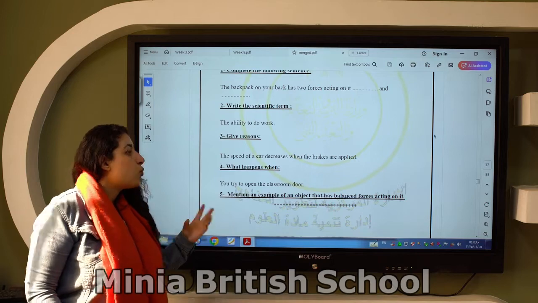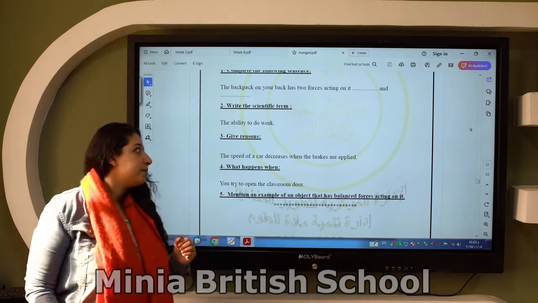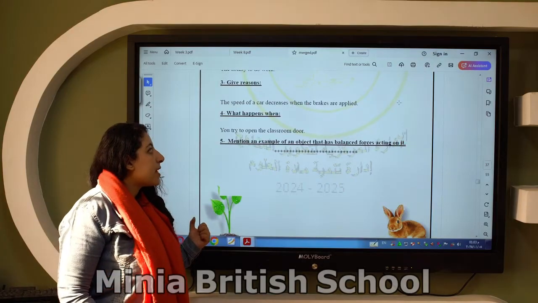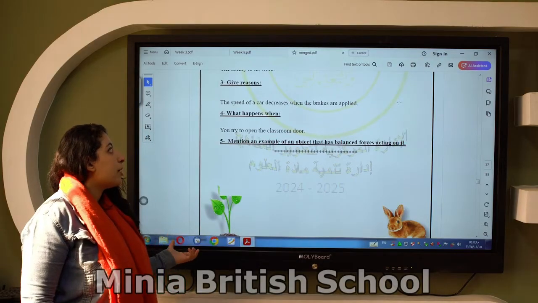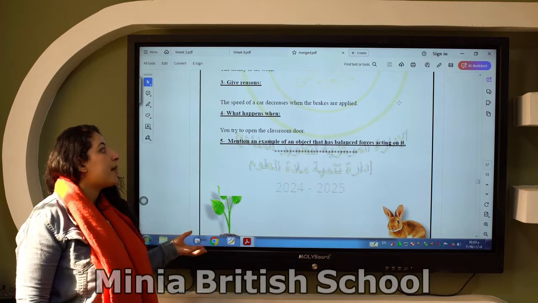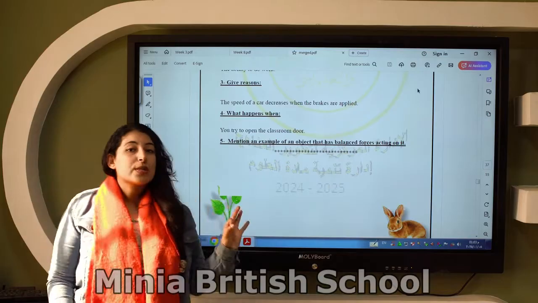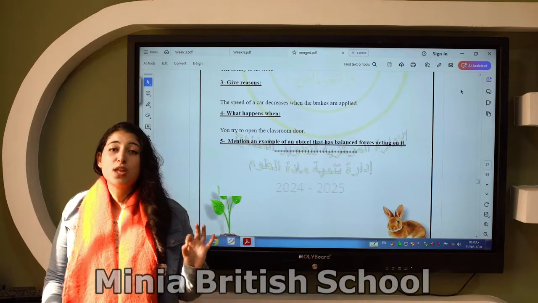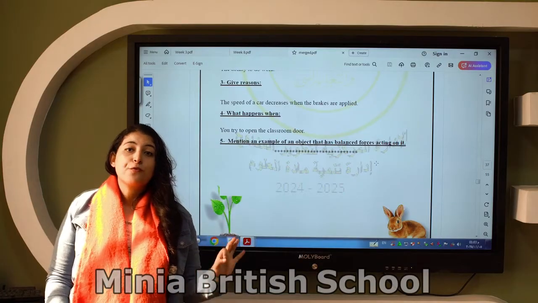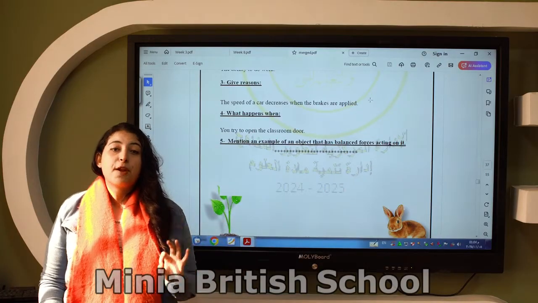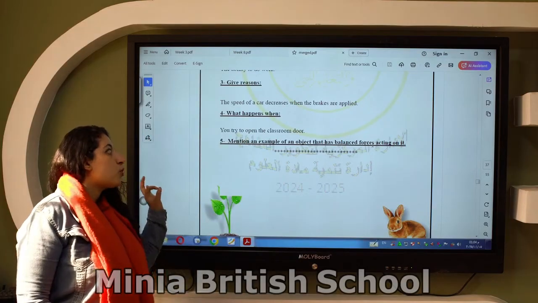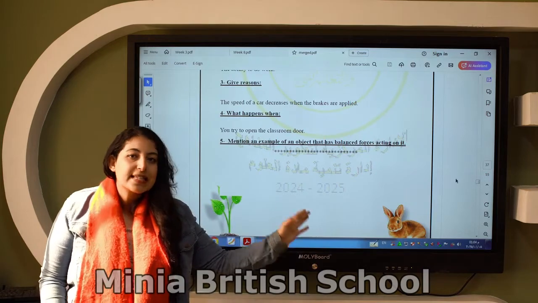Write a scientific term: the ability to do work is energy. Give reason. The speed of the car decreases when the brakes are applied. Why? Due to the friction force between the car tires and the road, which decreases the speed of the moving object, and also the friction force of air that acts on the moving car in the opposite direction.